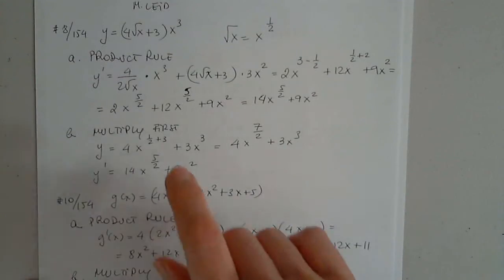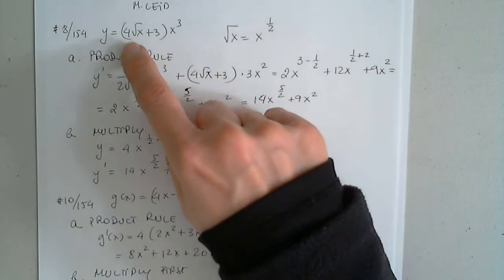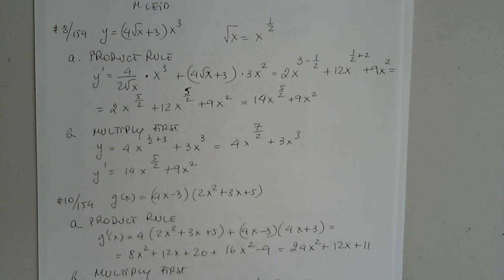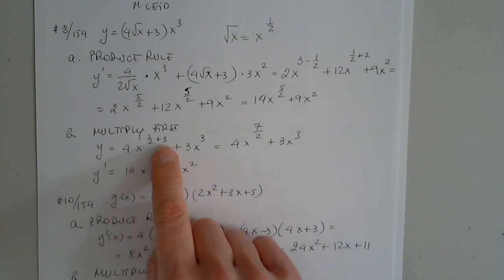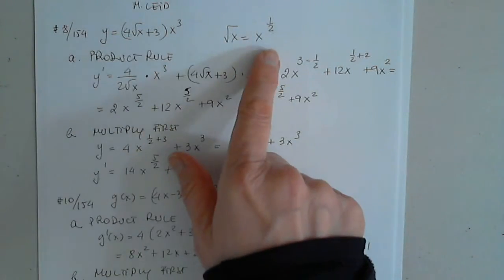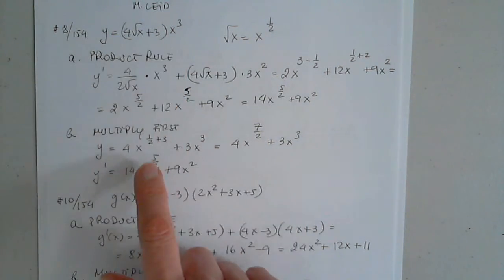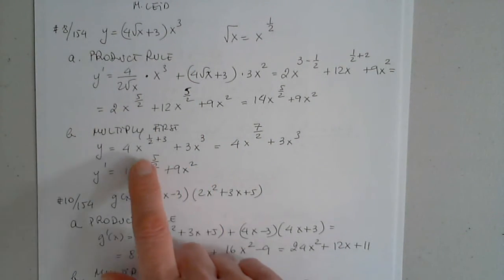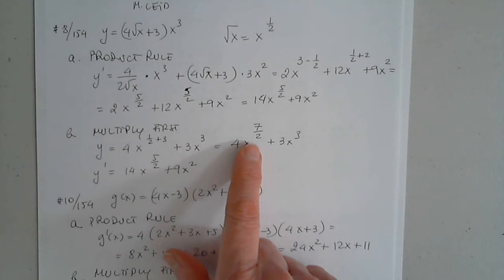Now, multiplying first, x to the third gets distributed to 4 the square root of x, which means 4x to 1/2 plus 3. The square root of x is x to 1/2, multiplied by x to the third is 1/2 plus 3, and then 3 times x cubed. 2 times 3 plus 1 is 7/2.